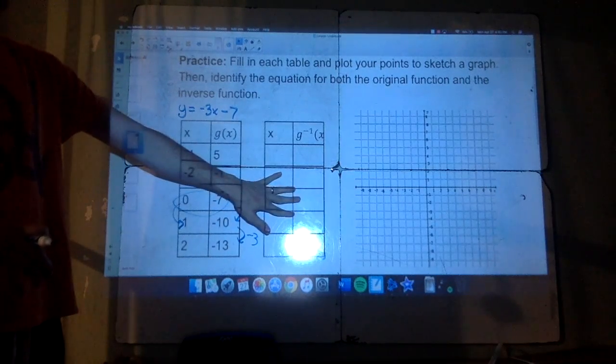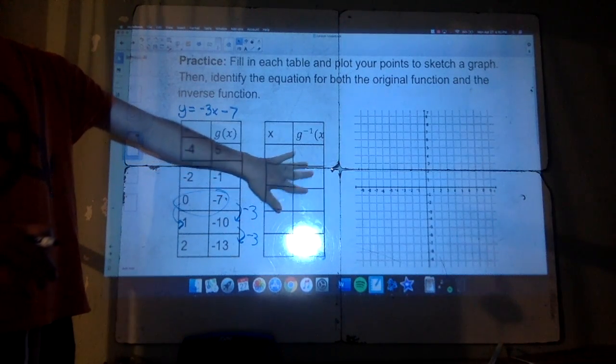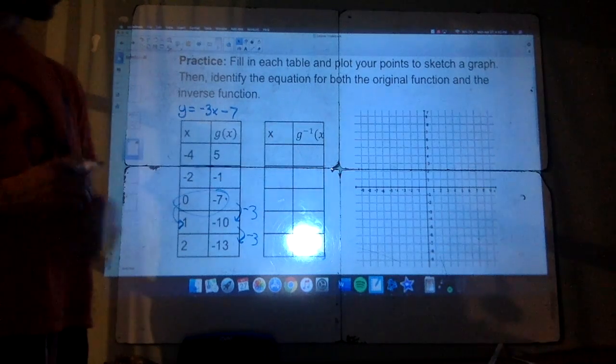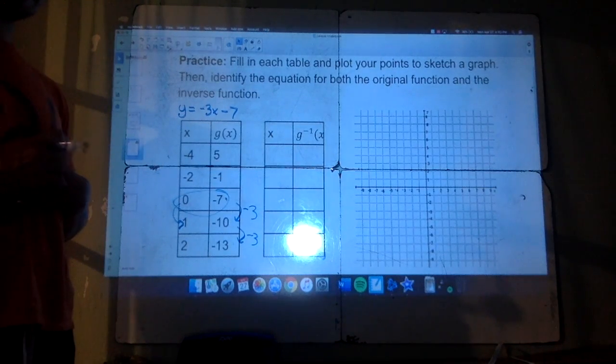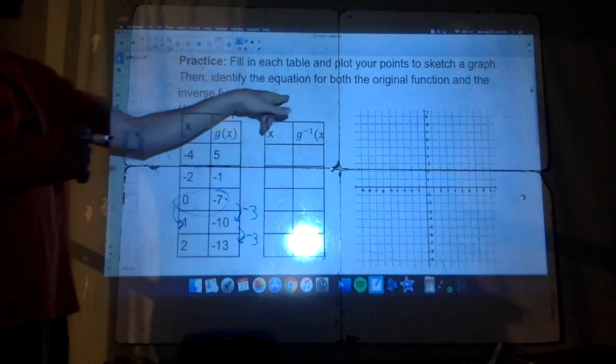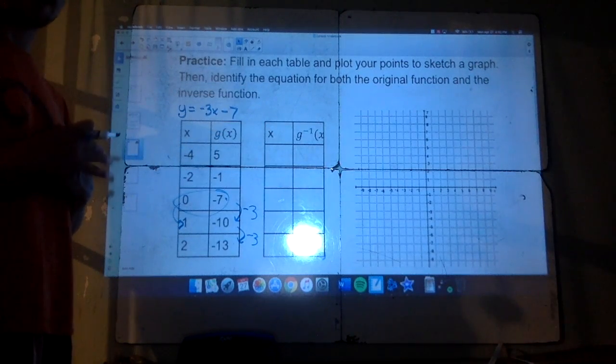So our equation here would be y equals negative 3x minus 7. So I want you to find the inverse here: the table, the graph, and see if you can find the inverse function, the actual equation. So pause the video and try that out.